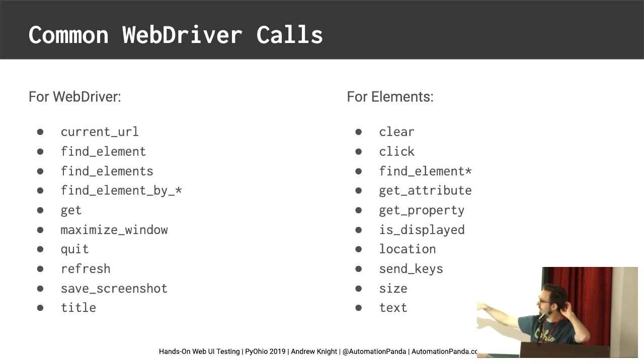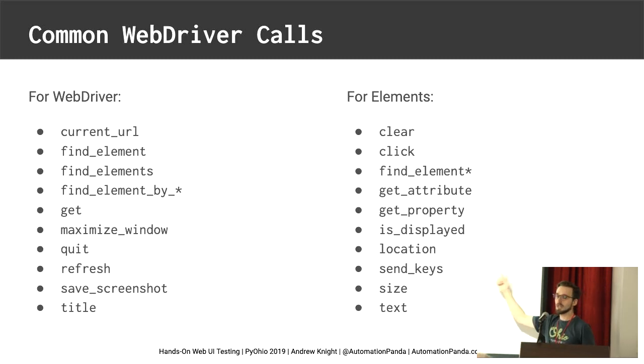Get navigates to a URL, you can maximize the window, you can quit the browser, you can refresh the browser, you can save a screenshot, that's really cool, it's PNG or JPEG, and you get a title. Specifically for web elements, after you have found them, you can send interactions like clearing the text, clicking, and you can find sub-elements.